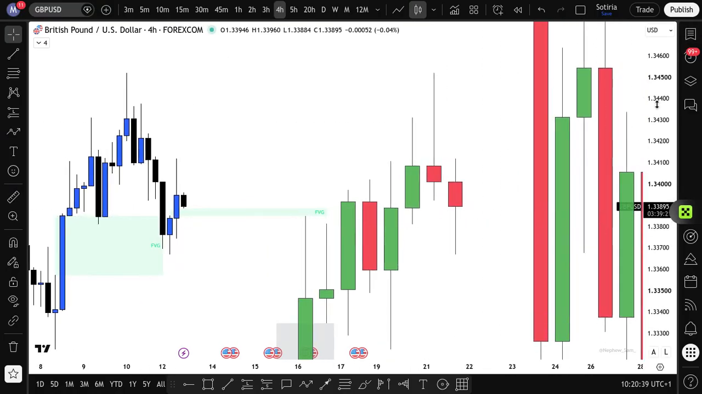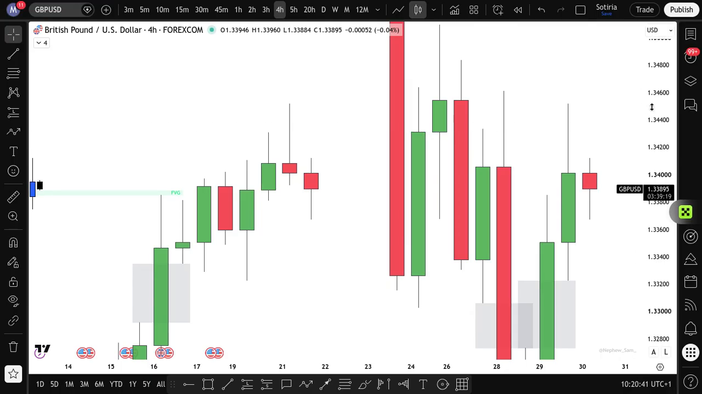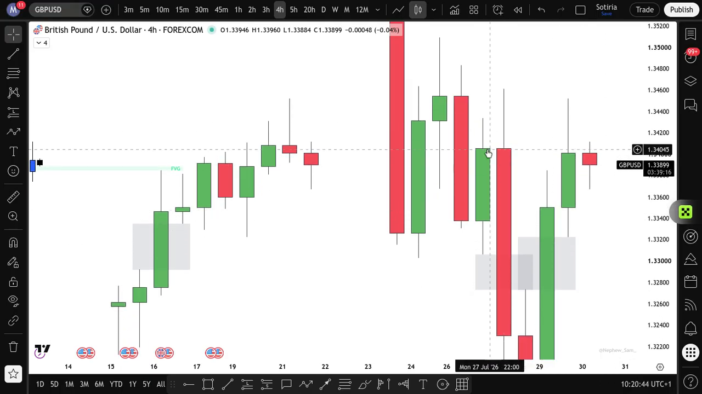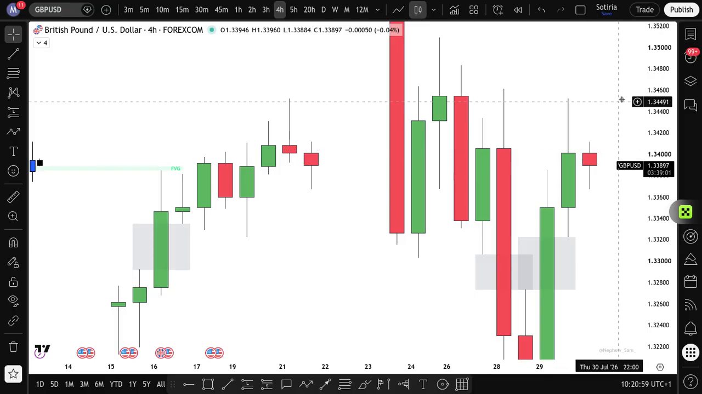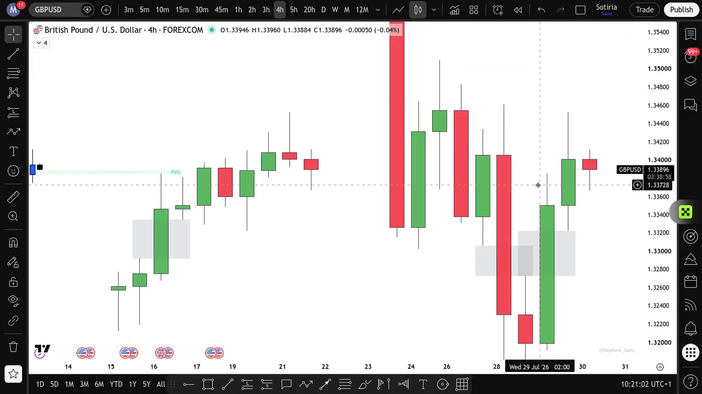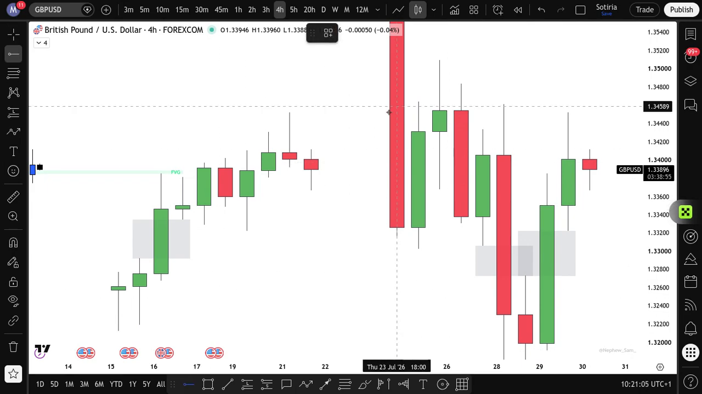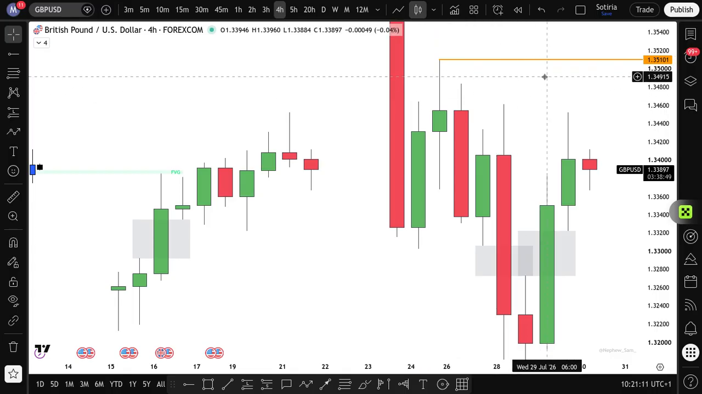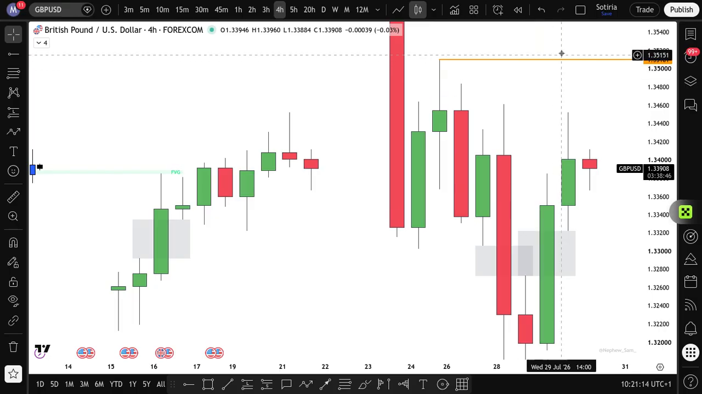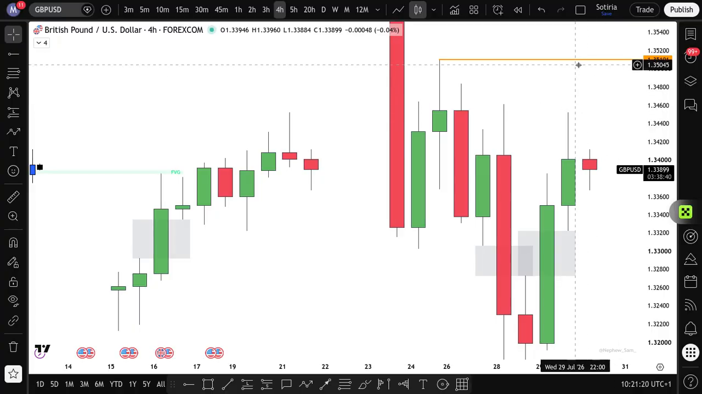On GU right here, if we look at the weekly time frame, we can see that price reacted from this level right here. Price reacted from this key level here, and it's still holding. Now GU is a pair that I have to be careful with right now. I can't sell or buy at this point because I'm expecting price to come to this high right here, so I have to be very, very careful with what GU is doing.